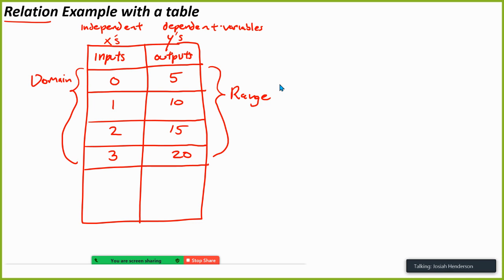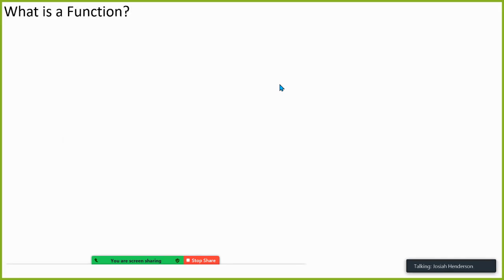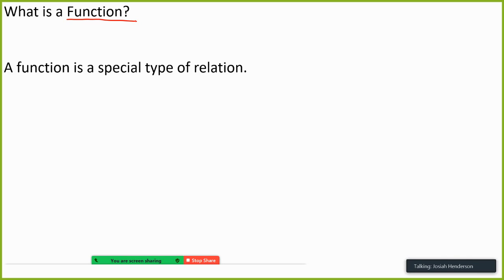Okay, so now let's look at the new stuff for today. Today's all about functions. So what is a function? What is a function? A function is a special type of relation. Okay, that doesn't still tell me how to know if I have a function or not. So how do we know if we have a function, or is it just a relation? Is it the special type that we can call a function or not?